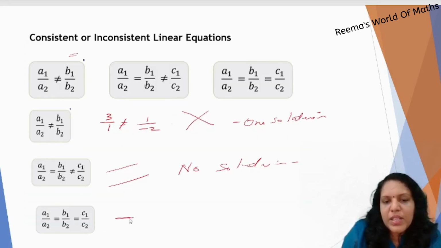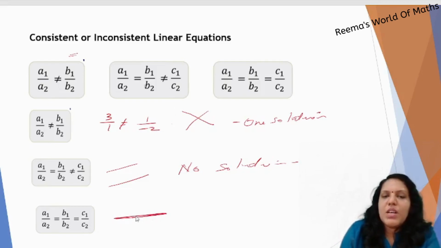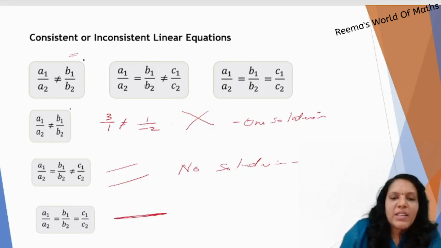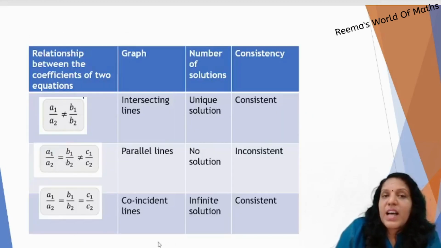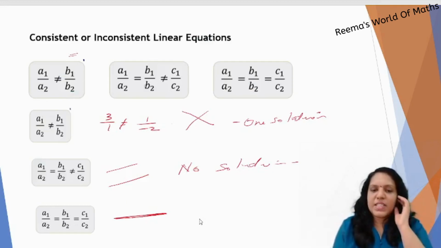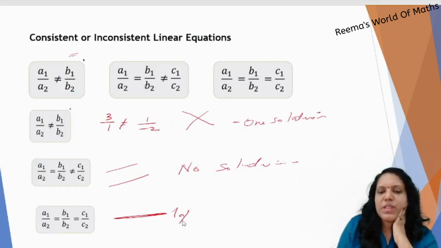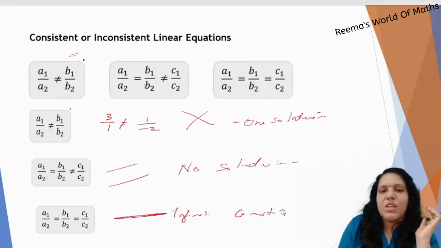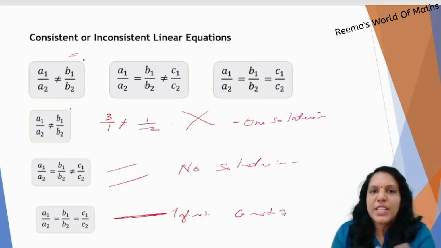The graph will look like one line here and the other one on top of that. So it coincides, it has infinite solutions and it is consistent. We will consider it as consistent. It has infinite solutions and it is consistent. So let's look at that in a table.